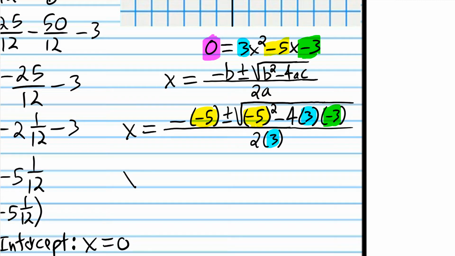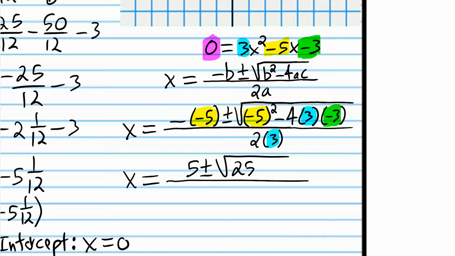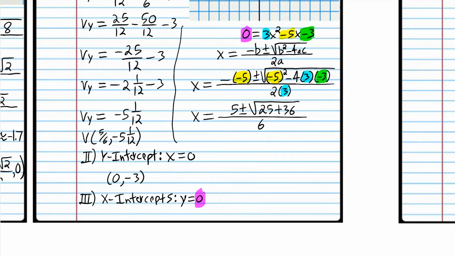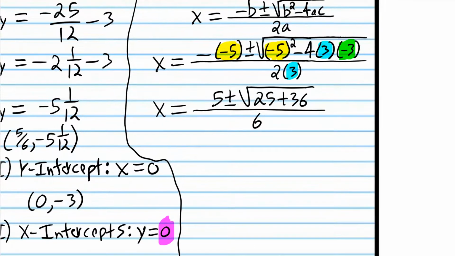So now we just have to simplify that expression. A double negative becomes a positive, obviously, and negative 5 squared is 25, and then we get plus 36 over 6. And let me write a divider here. And so x is equal to 5 plus or minus root 61 over 6.